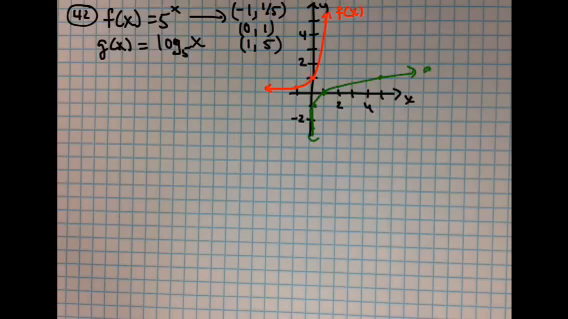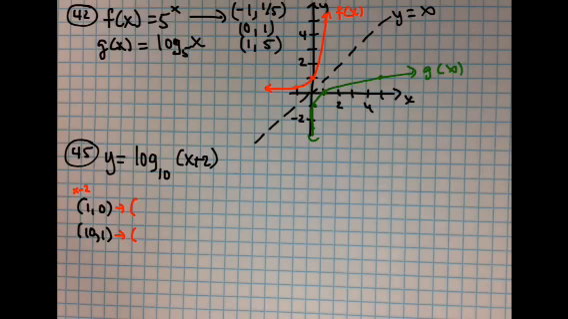So this one is g of x. By doing that, again, notice how the two graphs reflect over the y equals x line. This is the line of symmetry for the two graphs. Alright, so for 45, they want you to give the domain, the vertical asymptote, x-intercept, and graph.